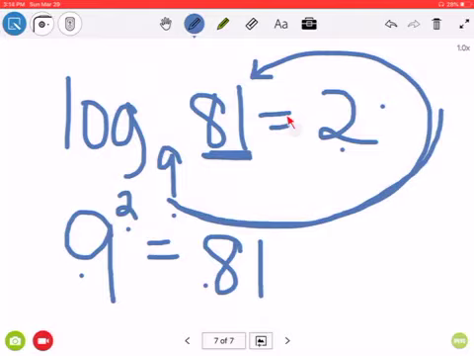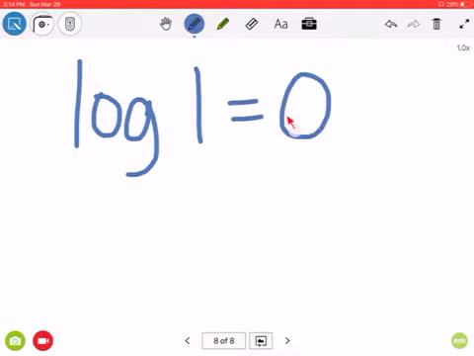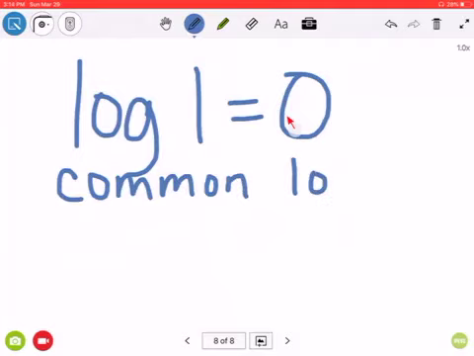Okay, let's see what else we're going to get. All right, now sometimes you may see a logarithm that looks like this. This is what we call the common log. It's called a common log because, well, it's common. They use it a lot. And the common log is a log that has an invisible base 10.